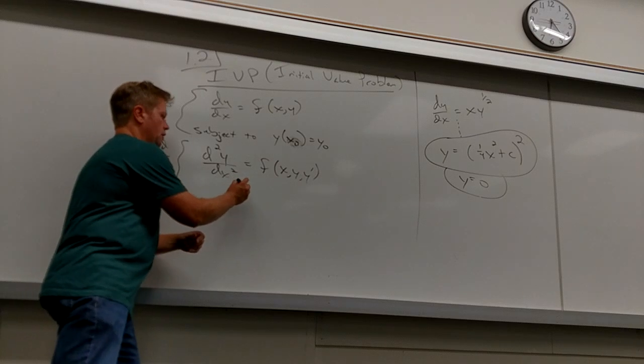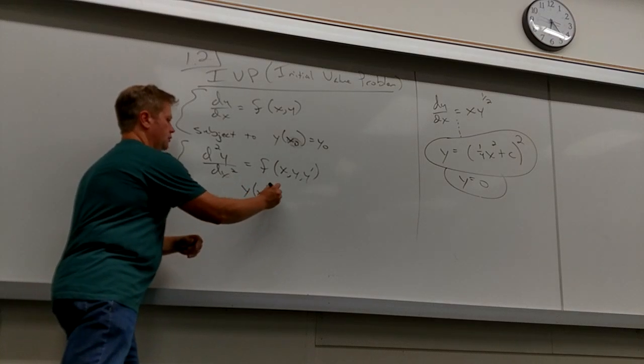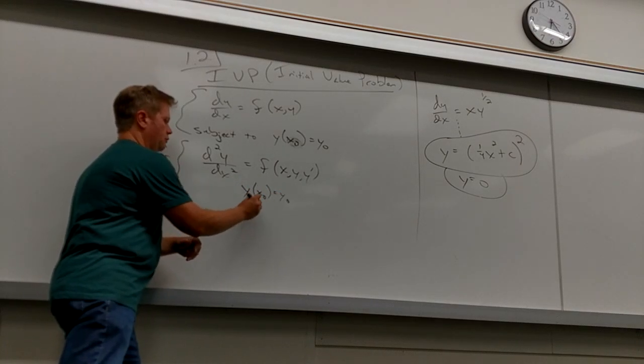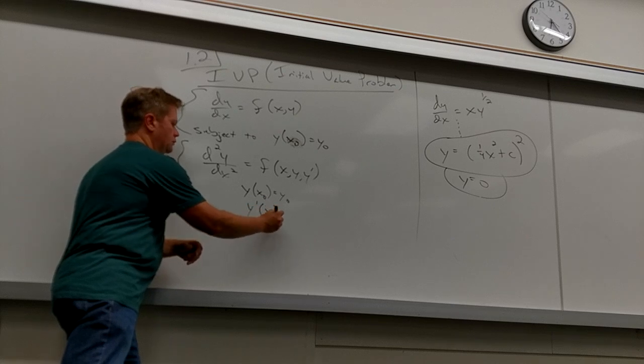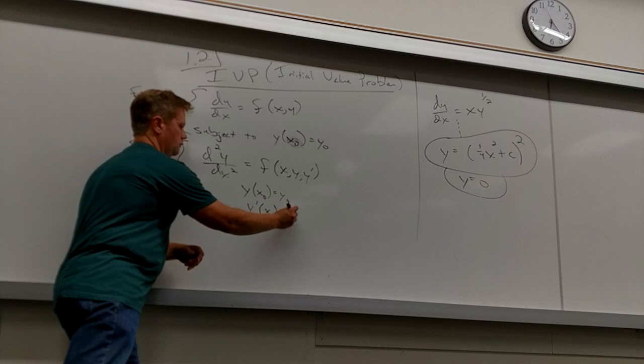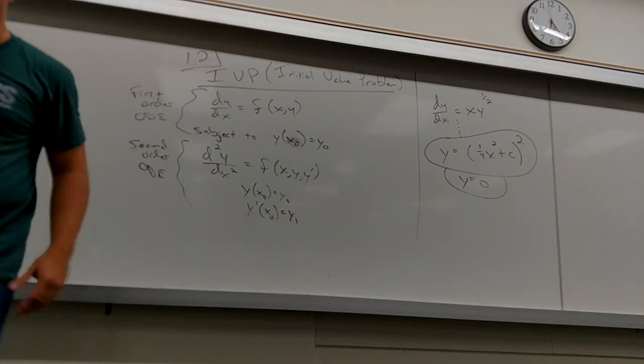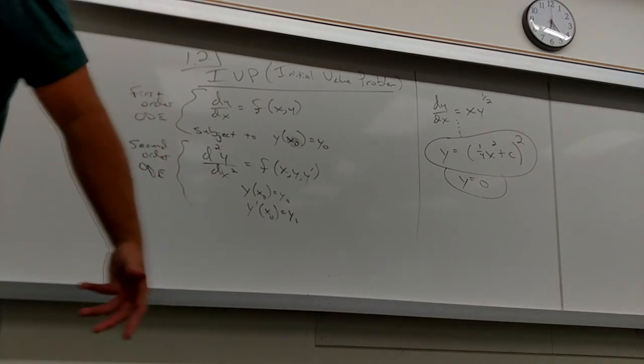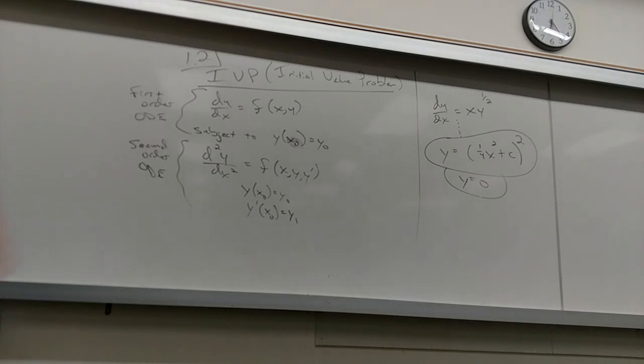So they'll tell me y of x naught equals y naught, and y prime of, in this case, we're going to consider this to be at the same point. I don't know if they made it more general. Good, they did. I love it. Sweet.